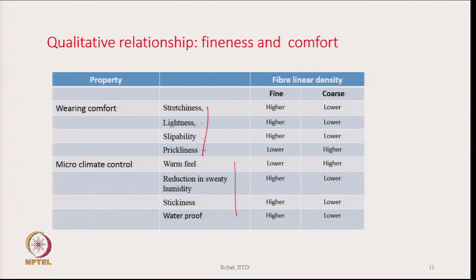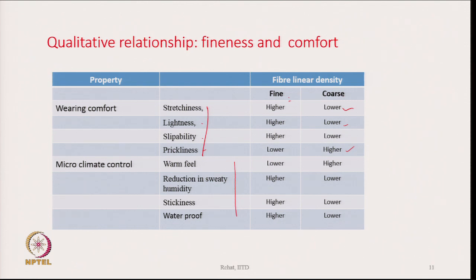And if we see here the fiber linear density, going from fine to coarse, then what is going to happen? Stretchiness is going to be reduced, and lightness is going to be lower if we use coarse fiber. Slippability is also going to be lower if we use coarse fibers. Prickliness is going to be higher if we go for coarse fibers, that is, the prickle sensation is going to increase if the fiber diameter is large.